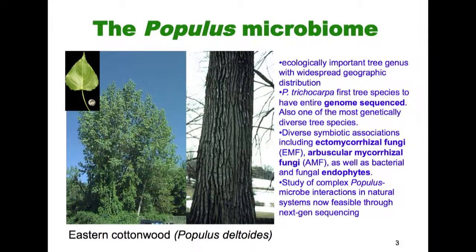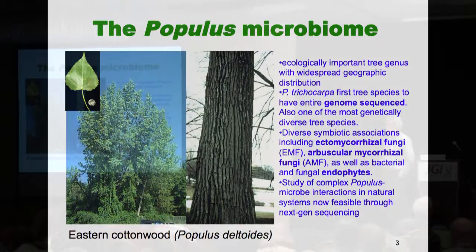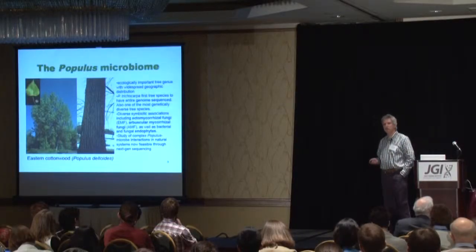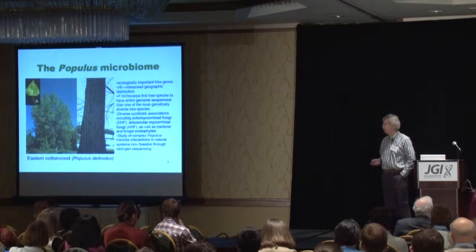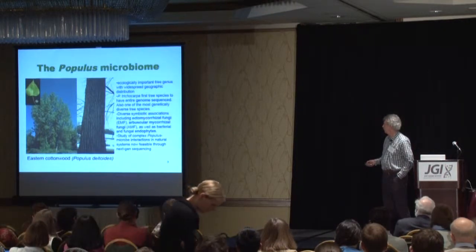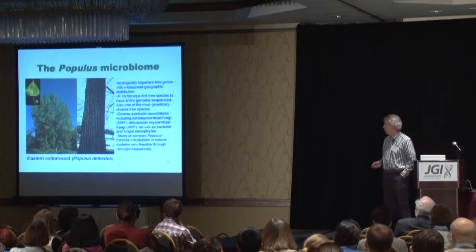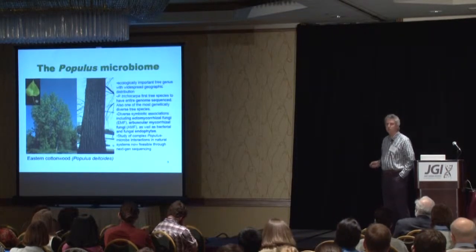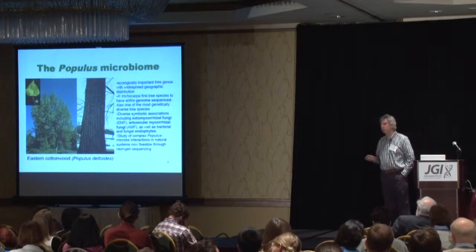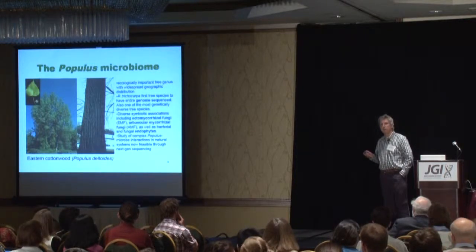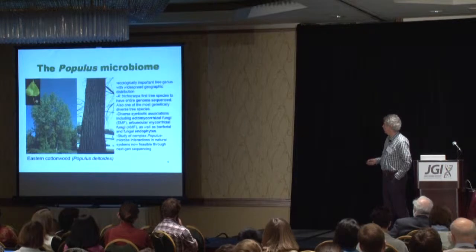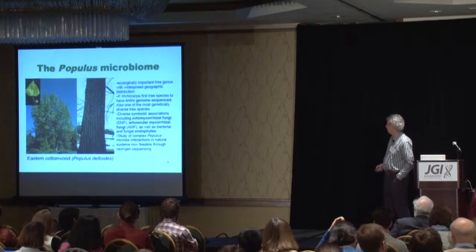So let me just tell you something real quickly about Populus. It's obviously a very important flagship species for the Department of Energy, and the first tree species to have its genome completely sequenced. Populus is mycologically interesting because it has a number of diverse interactions with many different kinds of fungi, including ectomycorrhizal and arbuscular mycorrhizae, as well as a large number of endophytic fungi. Endophytes are fungi that can grow within plants, but are often asymptomatic. So they're still kind of a black box in terms of what they're actually doing there.